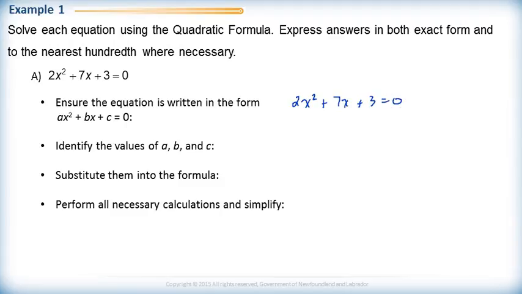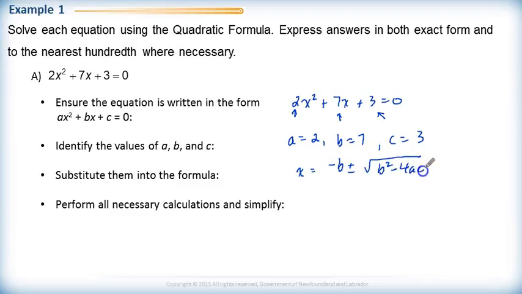We identify the values of a, b, and c. So a is equal to 2, right here. b is equal to 7. And c is equal to 3. We substitute them into the formula. Our formula, negative b plus or minus the square root of b squared minus 4ac all over 2a.